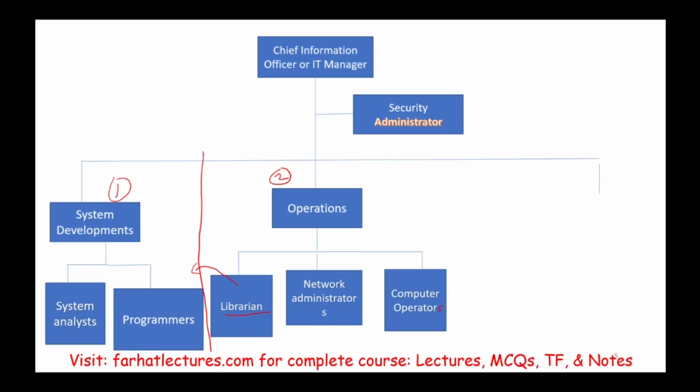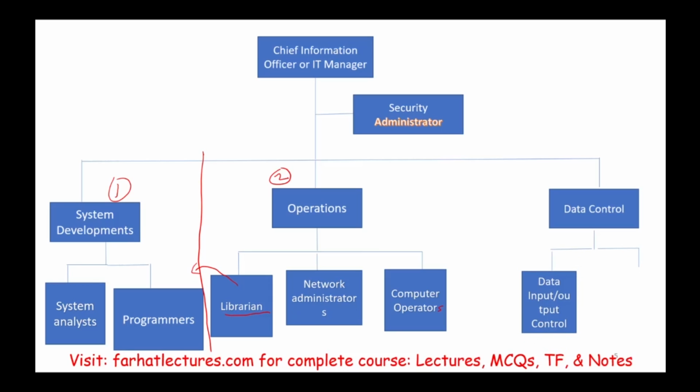Then we have the third group. We can call them data control, or simply put, database management. And these are the people who are in charge of the database. And they would have groups such as data input output control. They control the input and the output in the database, make sure everything that's going in is proper and everything that's being spit out is proper as well. And we would also have the database administrator. And that's the third group that should be separate.